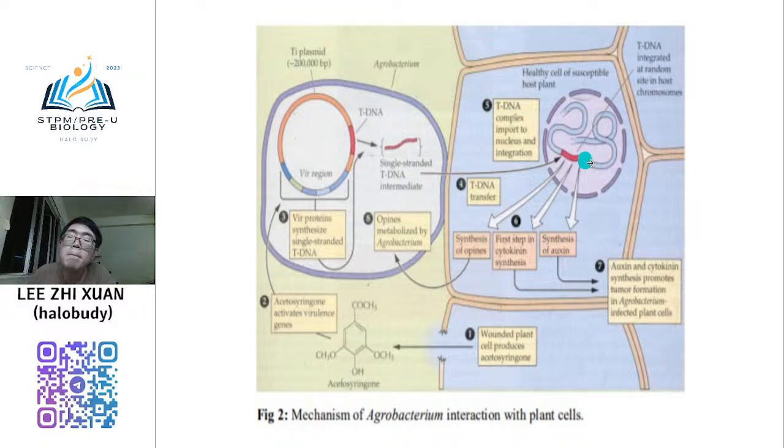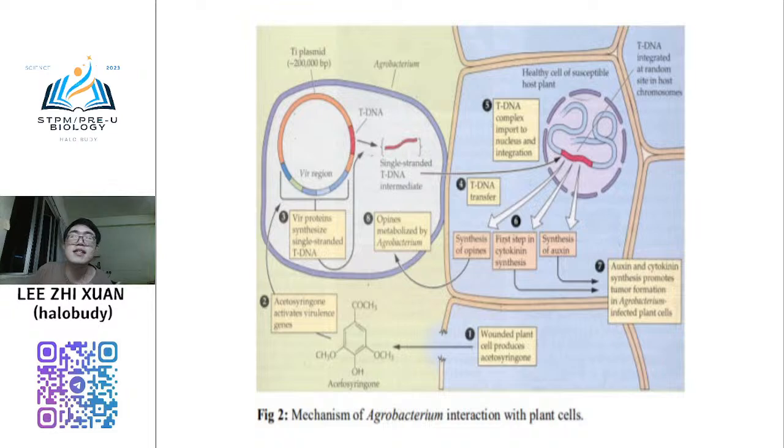It will directly affect the DNA structure of the plant cell. The DNA complex will be imported to the nucleus and make an integration. Meaning that the original plant cell's genetic code should be, let's say, AAA, TTT, CCC. But now, when the tDNA is transferred, this DNA already has the gene of interest. So for example, our gene of interest is CCC ATCG.